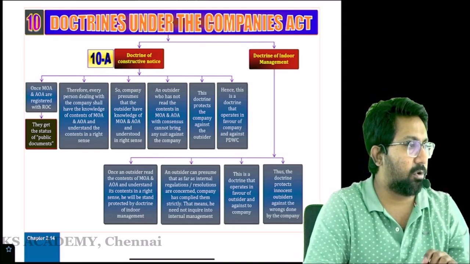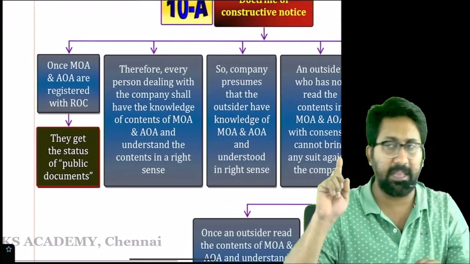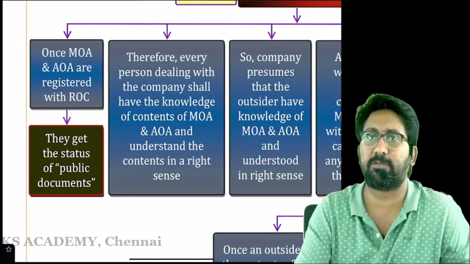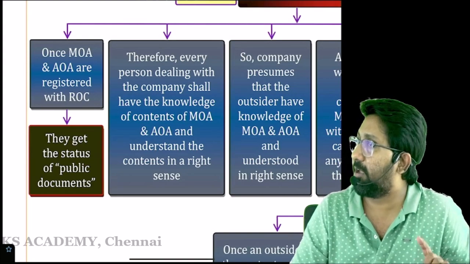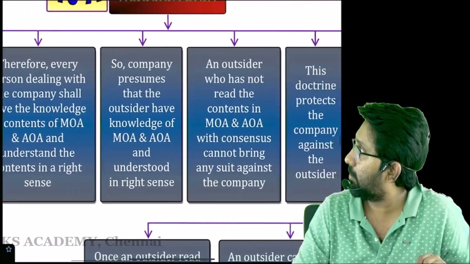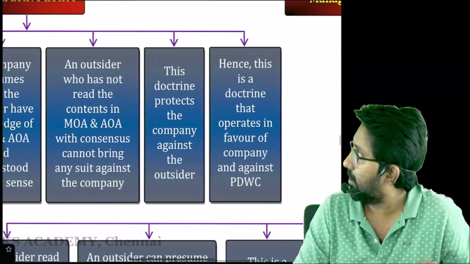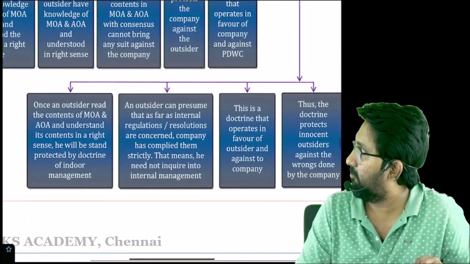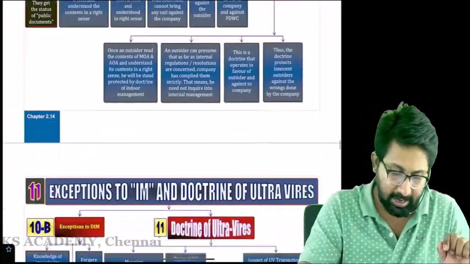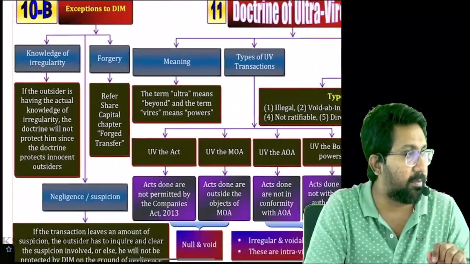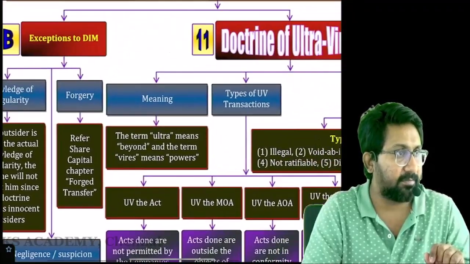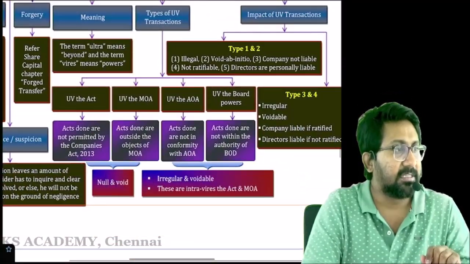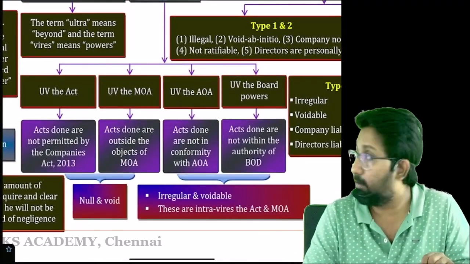Doctrine of constructive notice, 5 points will be there. In the charts material, as much as possible, all the contents have been kept. Then indoor management will be given in 4 other points. Later, exceptions to indoor management, 3 points. After that, the doctrine of ultra vires, another 3, subdivided into 4 concepts again.